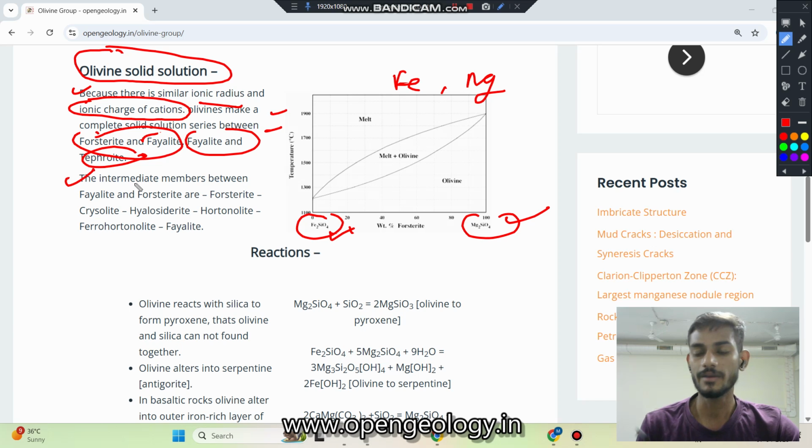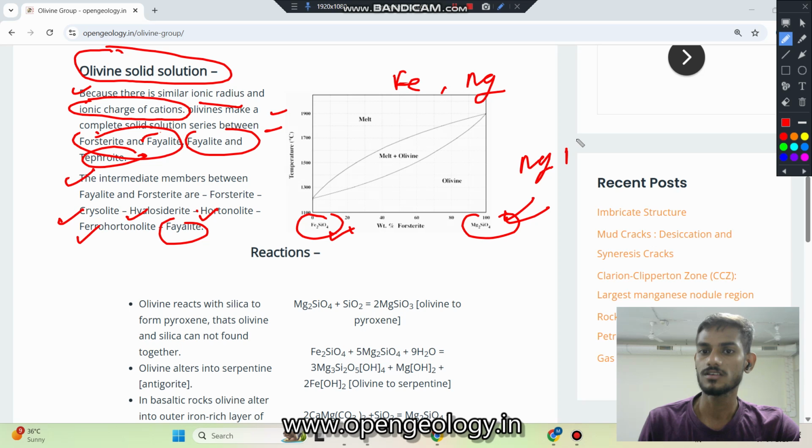And the intermediate members between these two can be fayalite and forsterite, like forsterite, chrysolite, hyalosiderite, hortonolite, ferrohortonolite, and fayalite. So this sequence, no need to remember this complete sequence. Just remember that Mg-rich crystallizes first, that is forsterite, then iron-rich, that is fayalite.